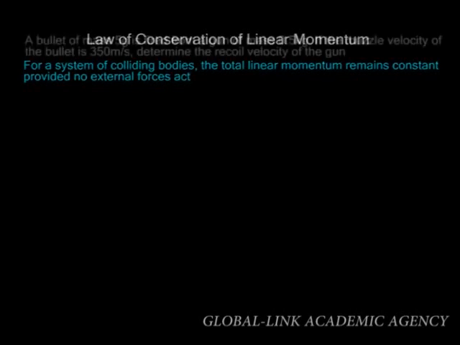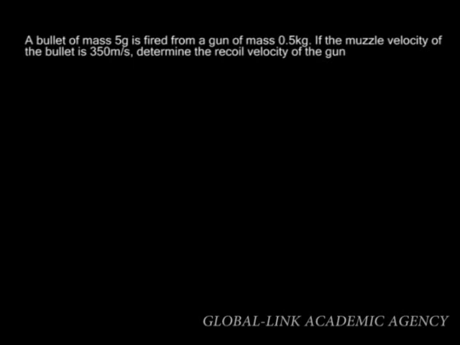Let's take an example. A bullet of mass 5 grams is fired from a gun of mass 0.5 kilograms. If the velocity of the bullet is 350 meters per second, determine the recoil velocity of the gun. Now in the solution, both the gun and the bullet are initially at rest, and therefore the initial momentum is 0. Momentum of the bullet after firing is given by mass times velocity: 0.005 kilograms times 350 meters per second gives us 1.75 kilogram meters per second.